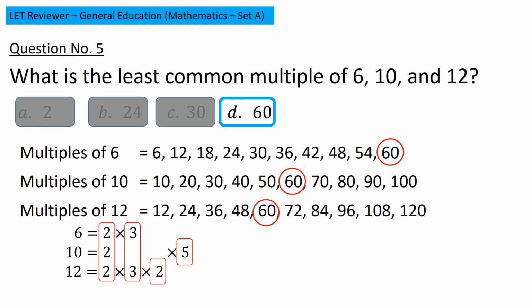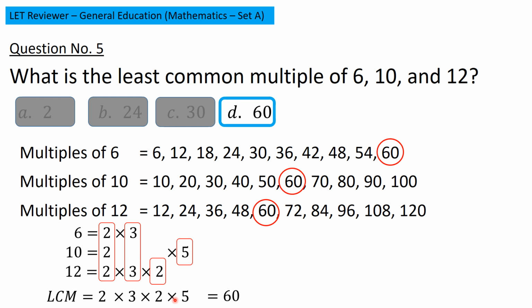So, to get the value of our LCM, this 2 here, 2, 2, 2 will become 1. Kaya ito na siya. Times yung 3 will also become 1, 3. And then the remaining numbers 2 and 5. 2 times 3 times 2 times 5. That will give us 60.